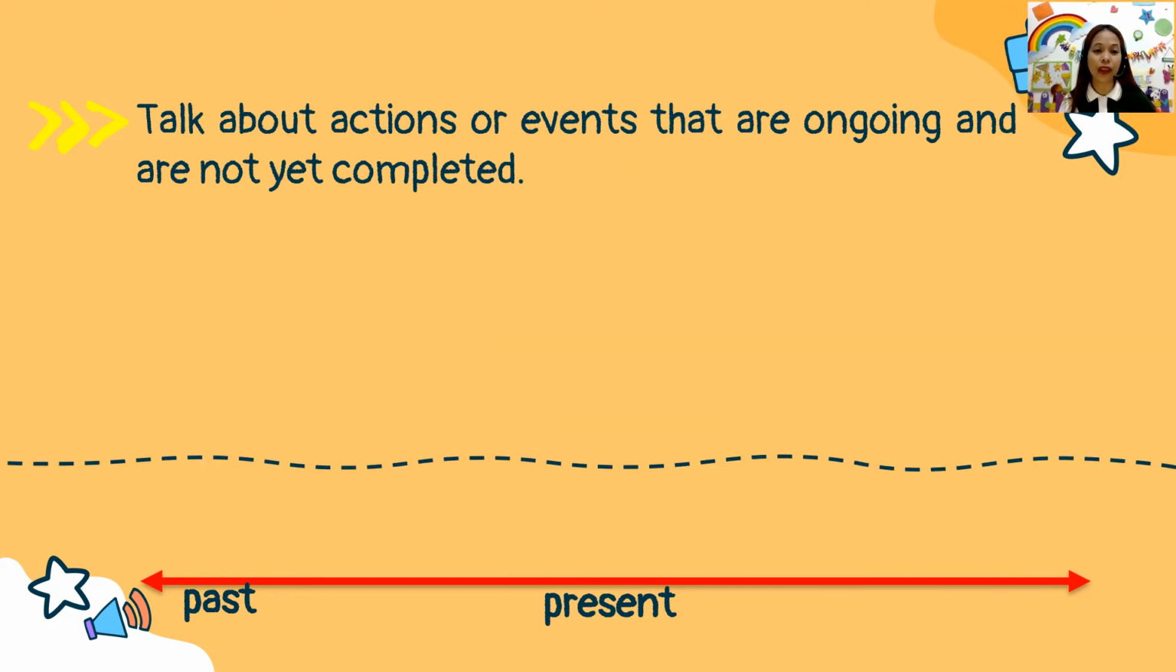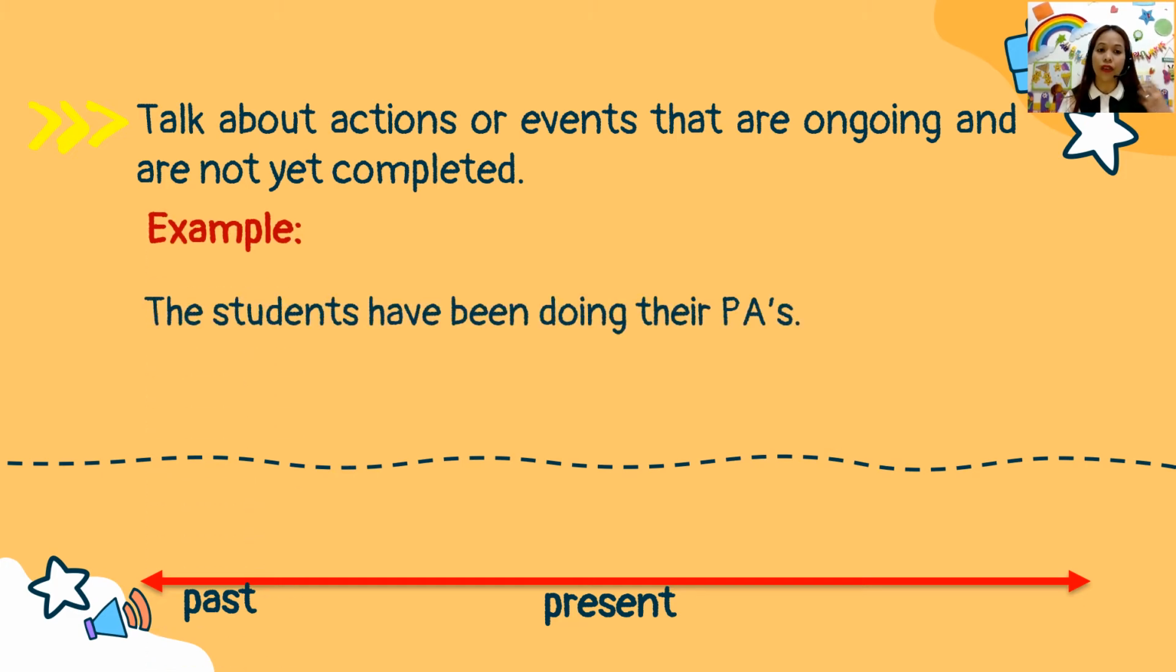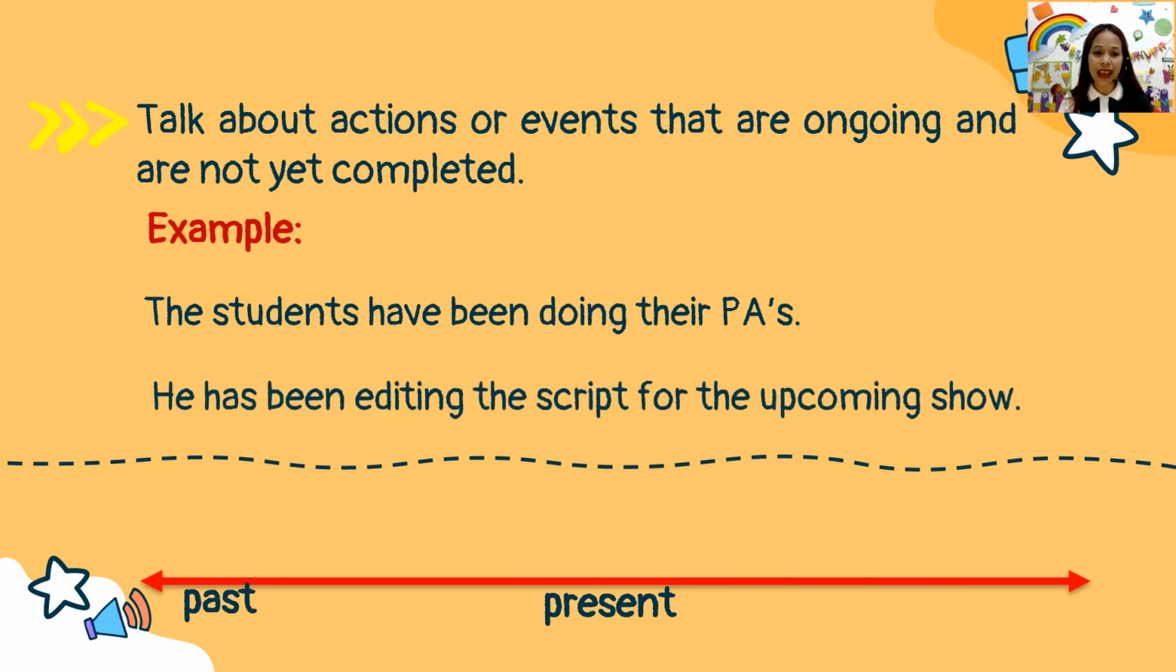So the next one is to talk about actions or events that are ongoing and are not yet completed. For example, the students have been doing their PAs. He has been editing the script for the upcoming shows. Okay, have been doing and has been editing are both in present perfect progressive.